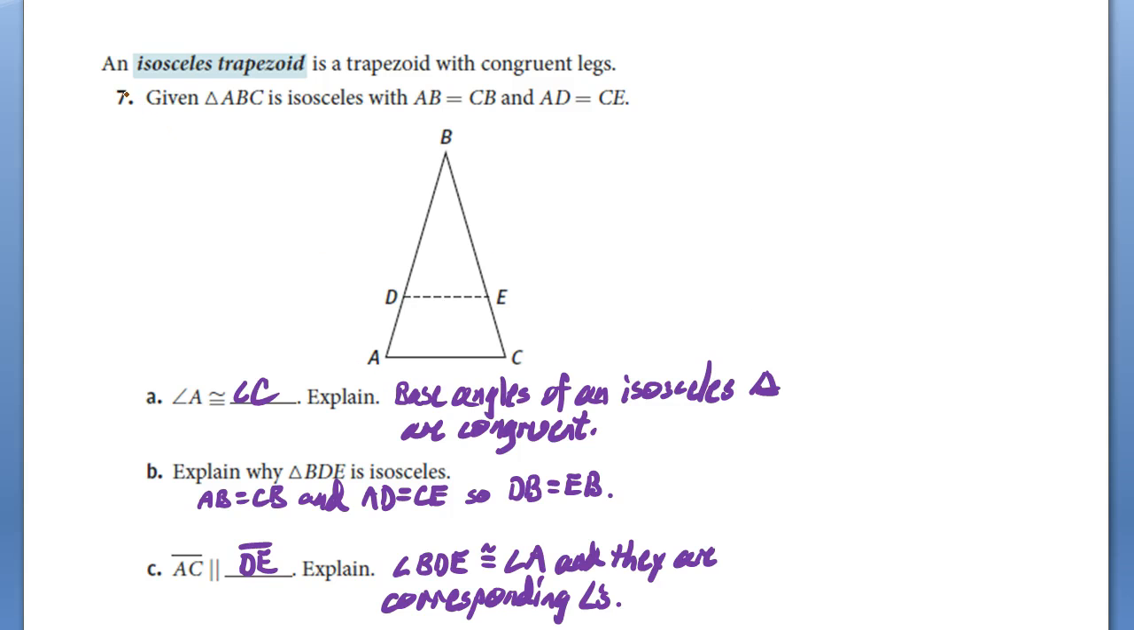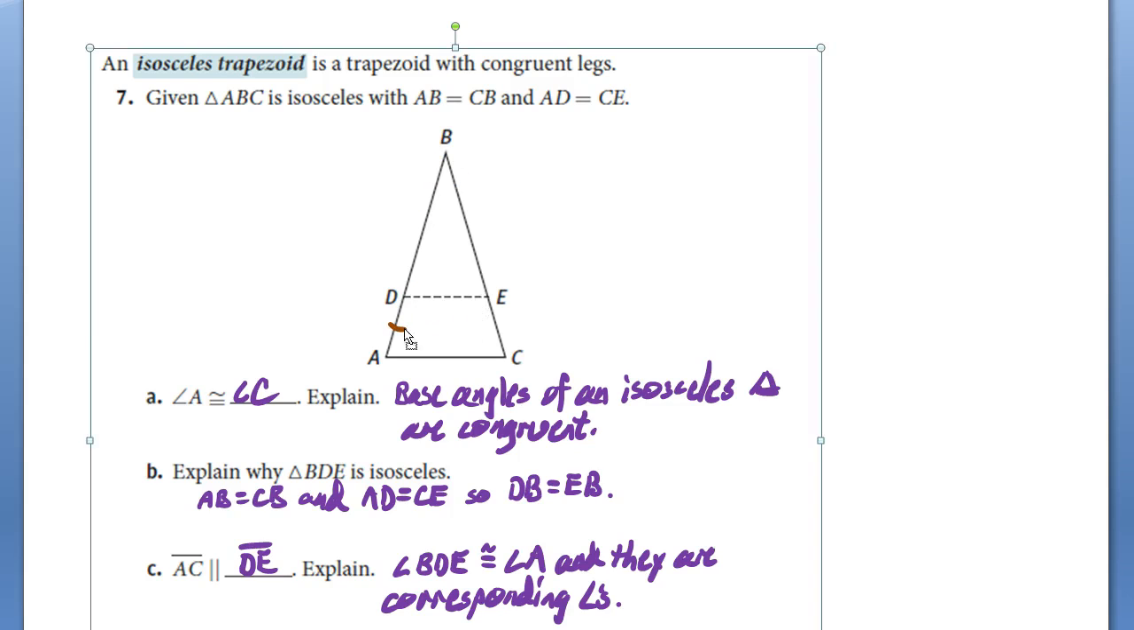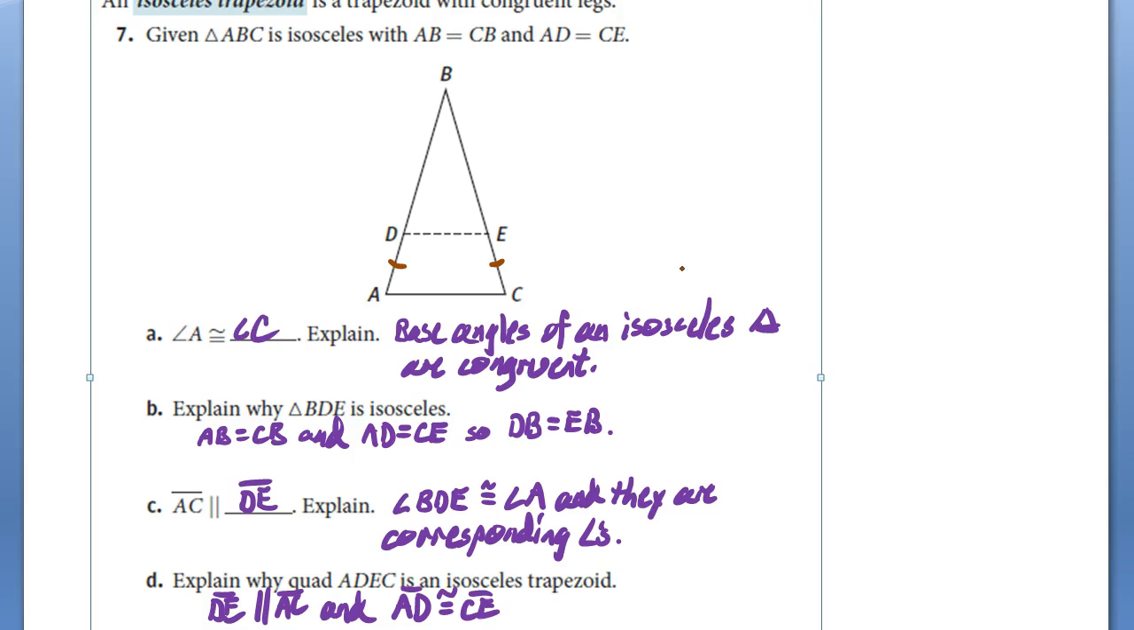Now here's another vocabulary term for the lesson. An isosceles trapezoid is a trapezoid with congruent legs. So number 7, given triangle ABC is isosceles, and AB, so that left side, is equal to CB, the right side, and given that AD, that little chunk, is equal to CE, let's answer some questions.